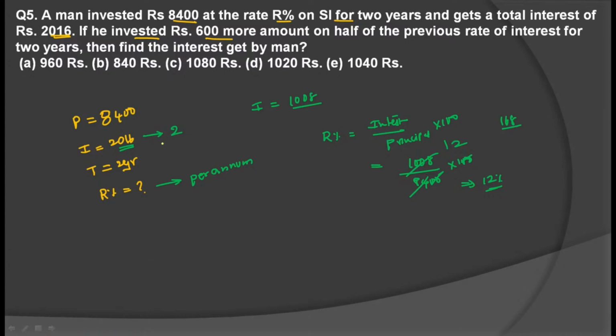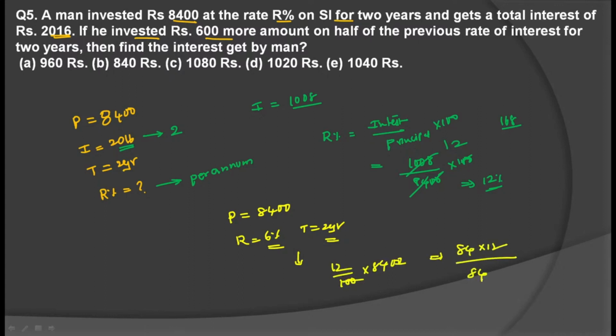Now here the question: if the same principal 8,400, now you just take the rate of interest as 6% per annum for 2 years. We already know that every year the interest is always constant. It doesn't change year by year. Now if it is 6% per annum, then for 2 years the rate of interest is 12% of 8,400. We just cancel here. Now we are left with 84 into 12. 84 tens are 840, 84 twos are 168.